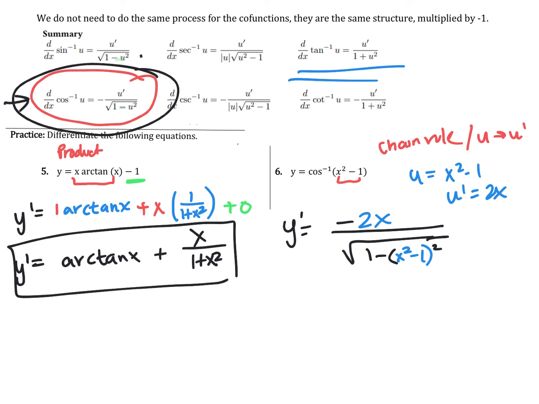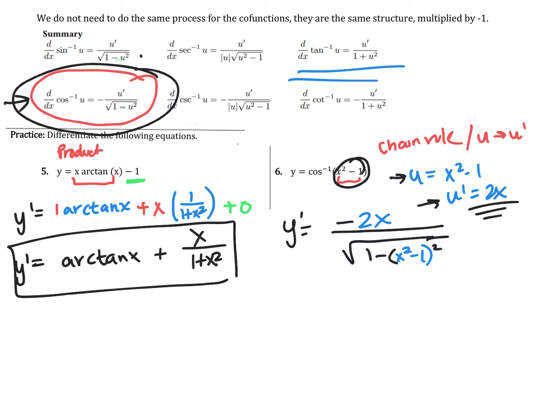Now, we are not multiplying by the derivative of this a second time because we already covered that when we found u prime. So by identifying u and u prime within inverse cosine, we're already applying the chain rule. So if you multiplied by 2x again, it would be like you applied the chain rule twice, and I don't want you to do that.